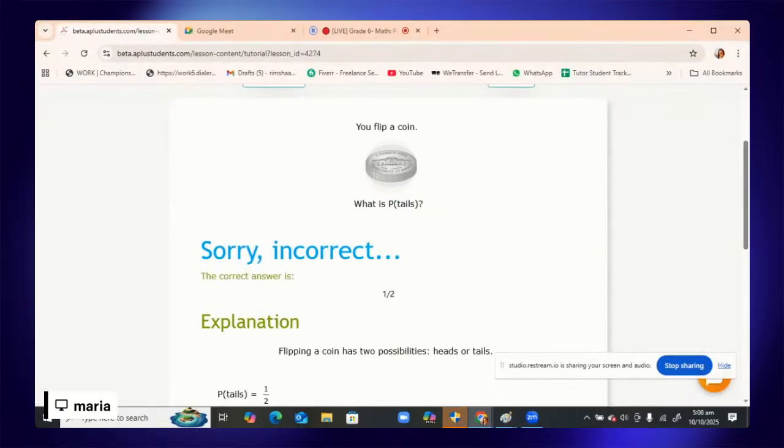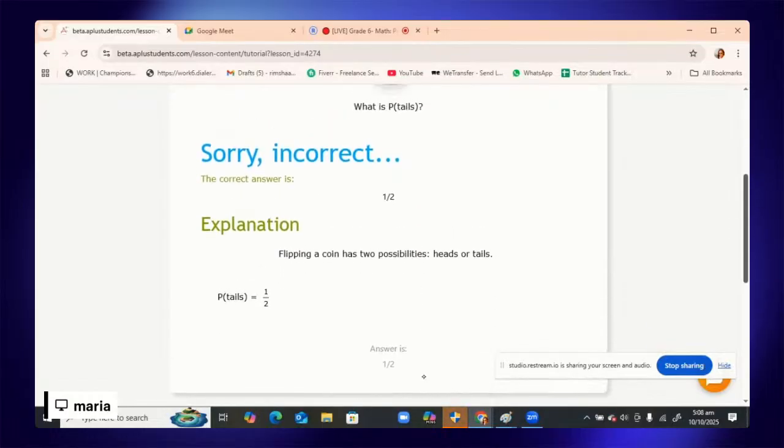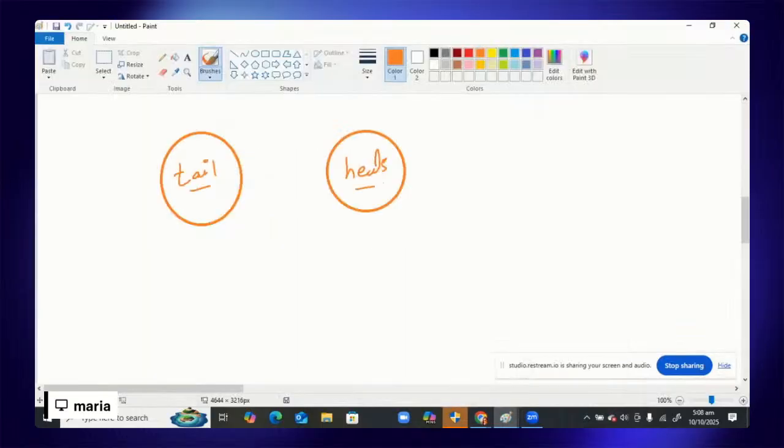And in the question, they are saying that you are finding out the probability of tails. So let's see, probability of tail. How can we find it out? How many total outcomes when you flip a coin? Two. One is head and one is tail. So you put two in the denominator.